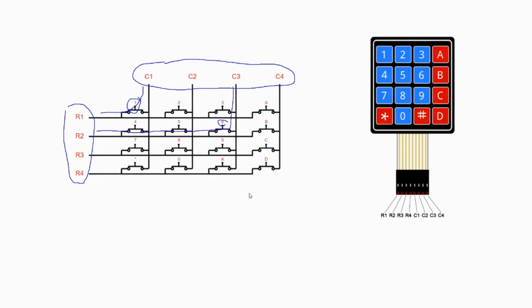Forming the buttons in this shape will reduce the number of connectors and pins. As you notice, there are 16 buttons, but there are only 8 connectors.